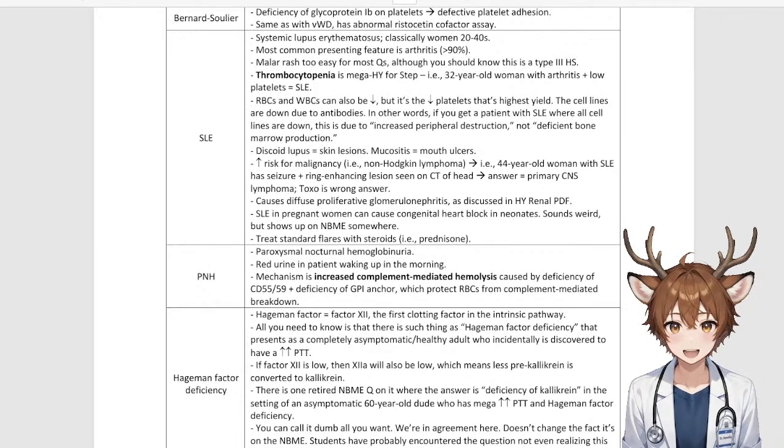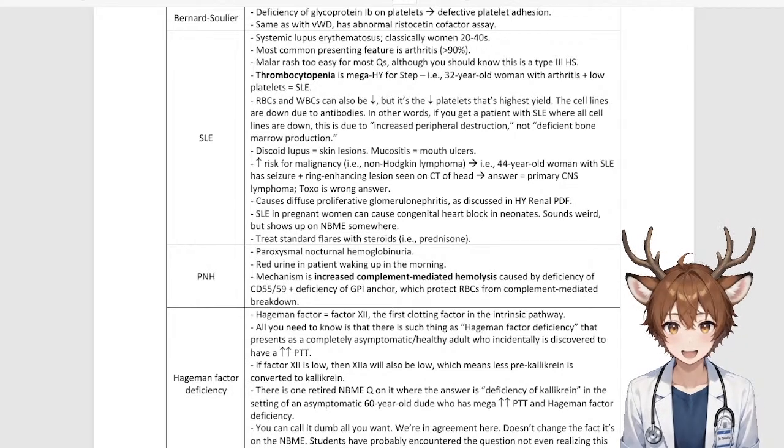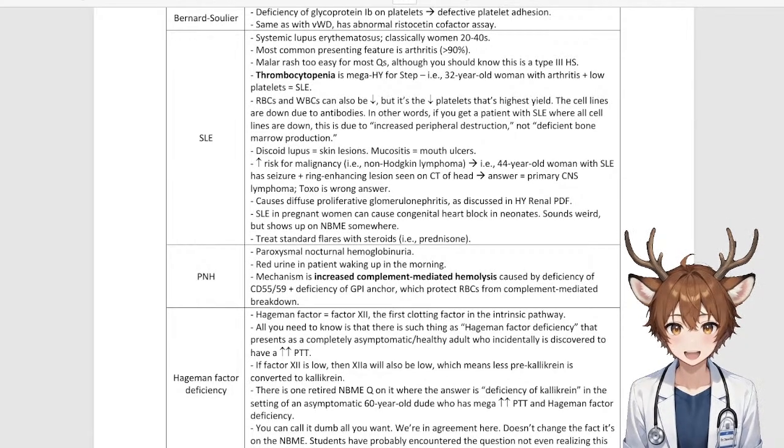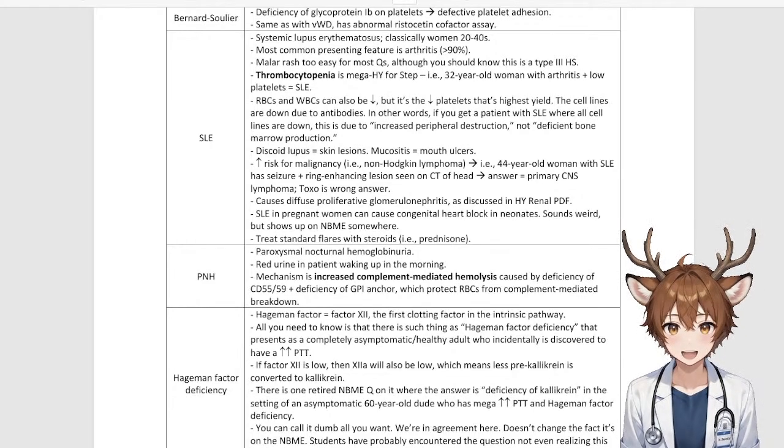Elevated risk for malignancy, non-Hodgkin lymphoma, i.e. a 44-year-old woman with lupus has a seizure plus a ring-enhancing lesion seen on CT of the head. The answer should be primary CNS lymphoma. Toxo would be the wrong answer in this case.